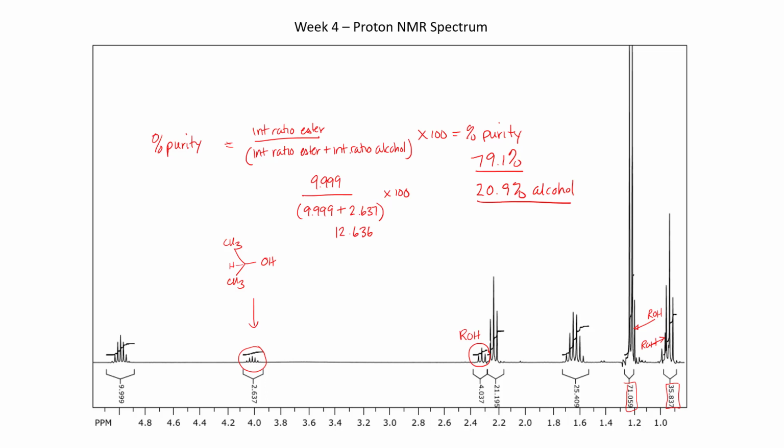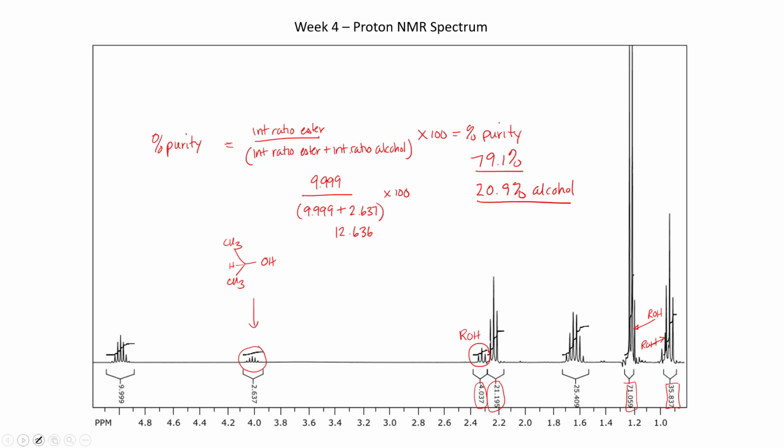They're all showing up. You could do the same thing down here for these two triplets of the alcohol. You could say that the purity is 21.195 over the total of 21.195 and 4.037, and that would give you a second number, and then you could average those out. So that's how you're going to determine the structure of the molecule using your NMR, and then also using the NMR determine the purity of the product and how much unreacted alcohol is in there.